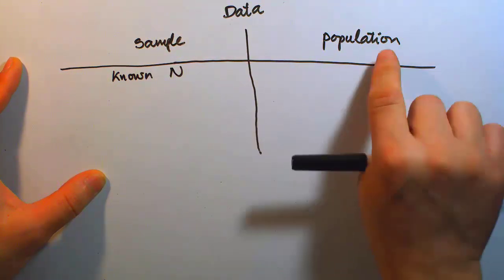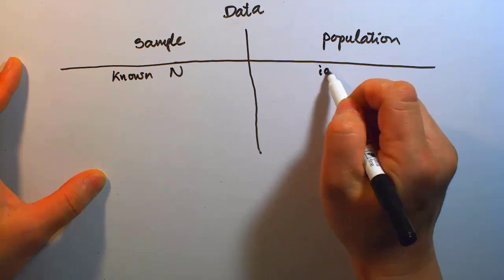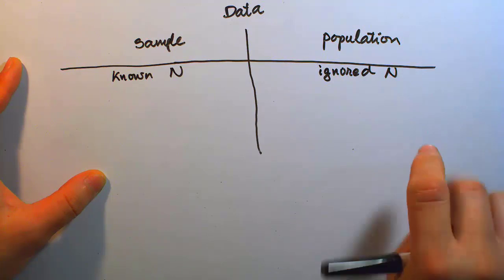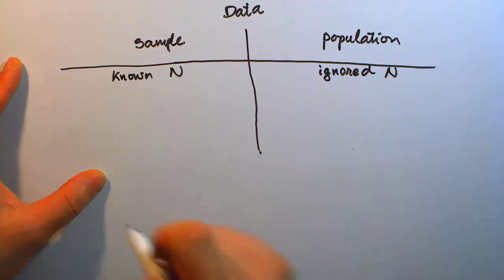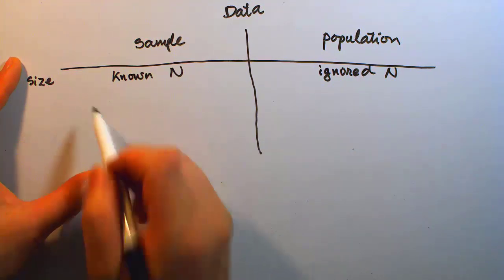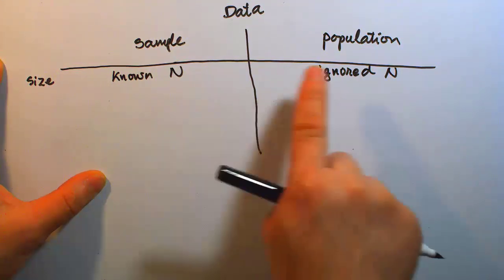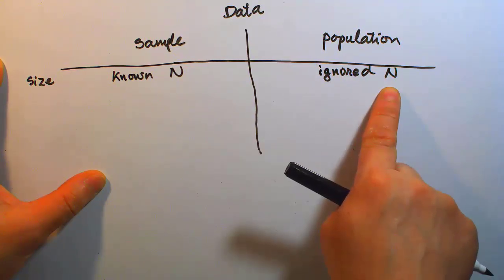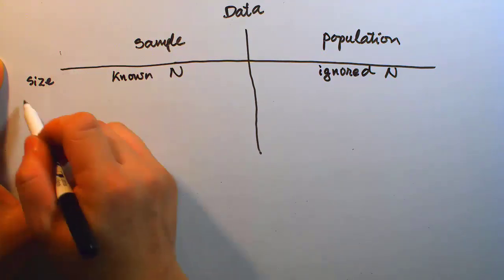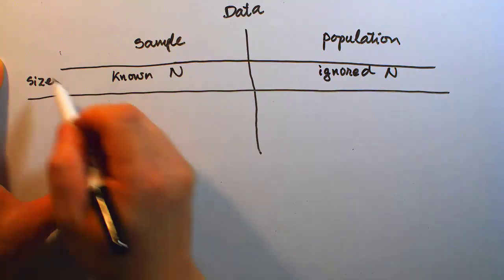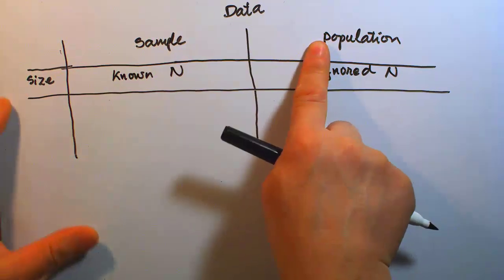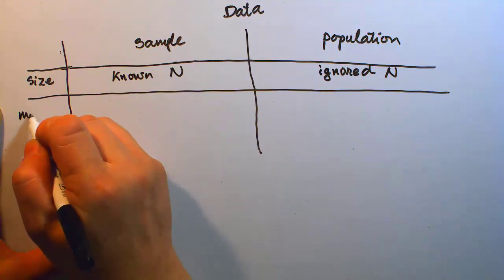And for population data, we have to ignore N. We haven't dismissed it. It's there, it's out there, but it's so big that we have to ignore it. So as far as the size of the data, we have a known N count for sample data, and for population data we ignore the population size, because it's impossible to get that. And in either setting, whether you are working with sample data or population data, we can always find a mean value.